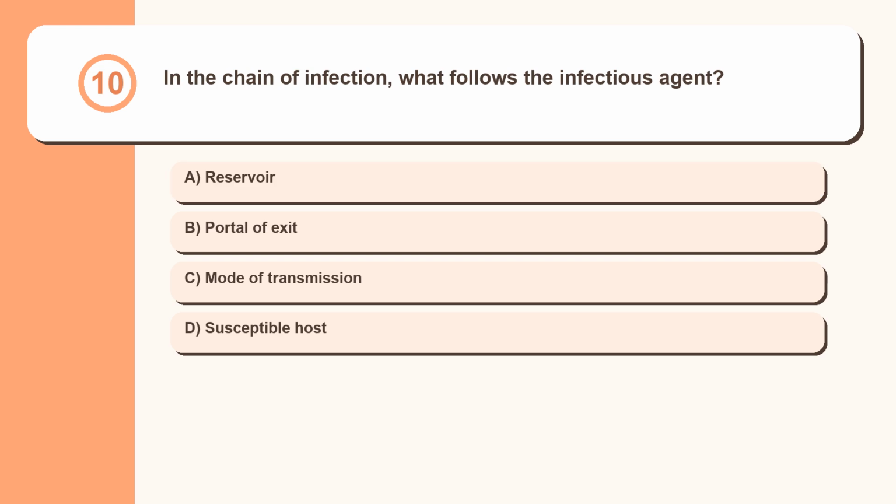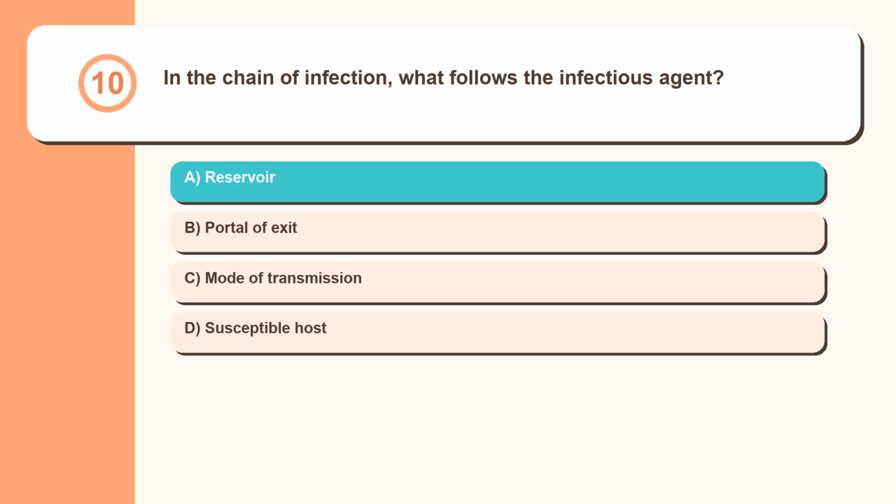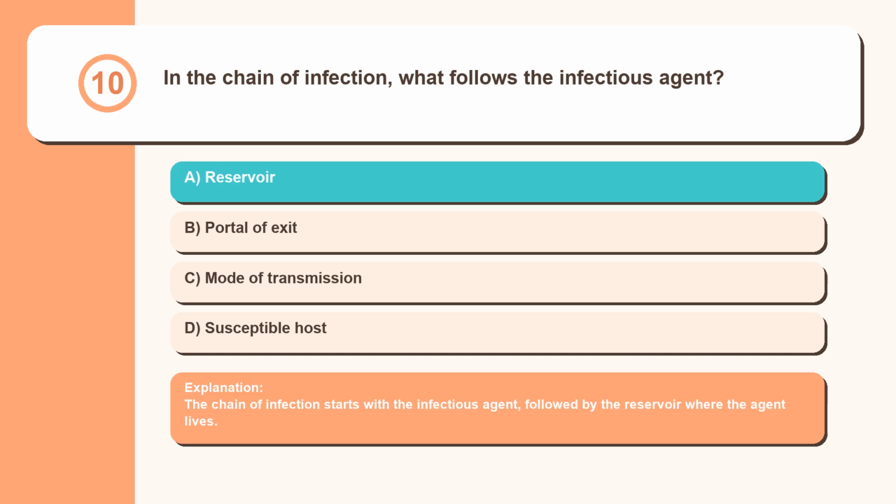Question 10. In the chain of infection, what follows the infectious agent? Reservoir, portal of exit, mode of transmission, susceptible host. The chain of infection starts with the infectious agent, followed by the reservoir where the agent lives.